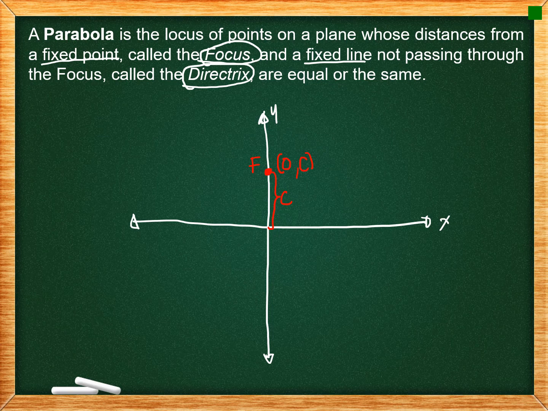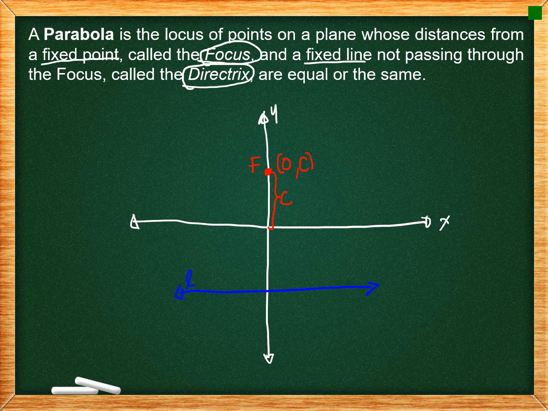Now let us identify our fixed line, the directrix. It says that the directrix does not pass through the focus. So therefore we cannot draw the directrix along the focus. Maybe we can place it somewhere here. Let's say this is our directrix. Directrix is line L, right? So let this be our line L.